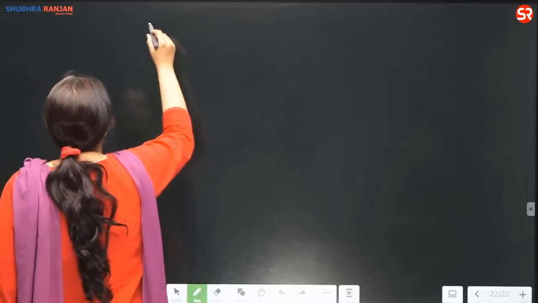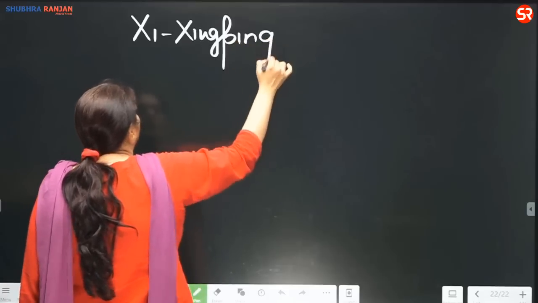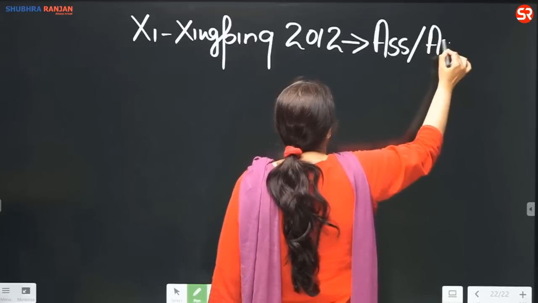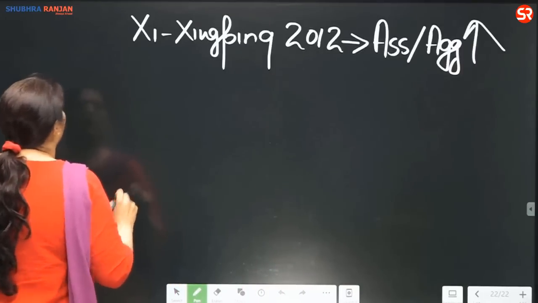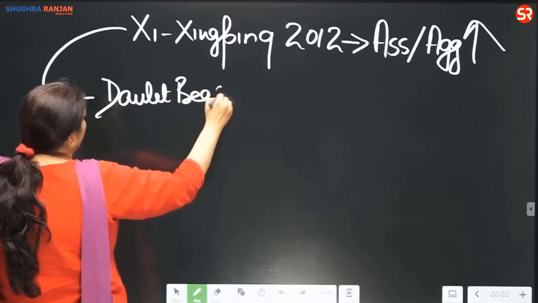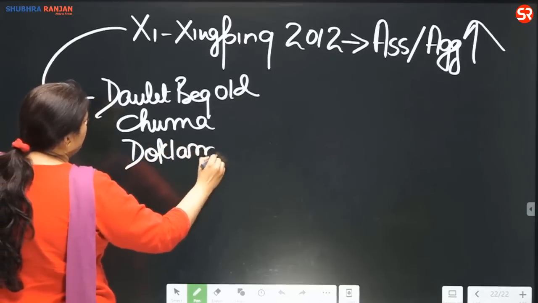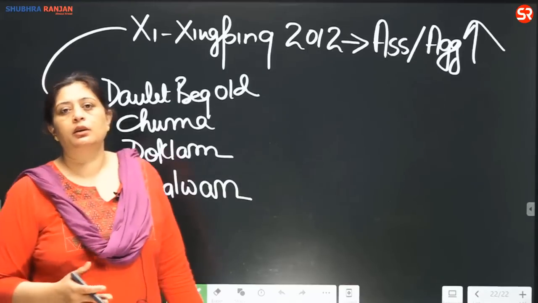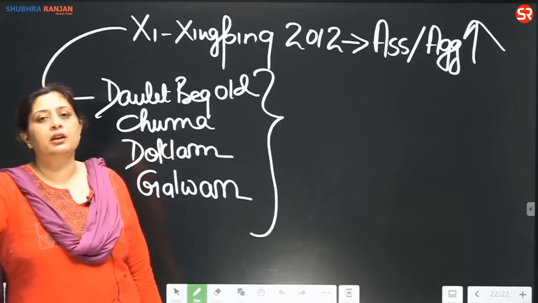So, the question is, since Xi Jinping coming to power in 2012, China's assertiveness and Chinese aggression is on the rise. If we talk specifically about India, there have been incursions in Daulat Beg Oldi, Chumar, Doklam, and now at Galwan. Fine. Incursions are increasing. Now, how has India been handling these incursions?